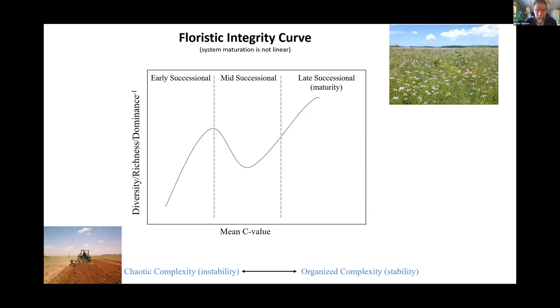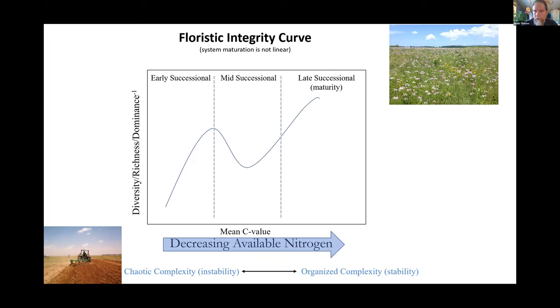When we plot those mean C values, we start seeing this distribution, that curvilinear relationship. We start graphing it across really degraded systems and then really high quality systems. We consistently find this curve that my staff and I have started calling the floristic integrity curve. And the main point with it is that system maturation is not linear. We tend to think of restoration as, okay, we go from point A to point B and that's a straight line, but it's not. There's a hump in the middle. You get to this, I call it the dominance trough, where there's a point at which dominant vegetation overpowers annuals, biennials, things like that. And then you start building a second tier into a more stable long-term system.